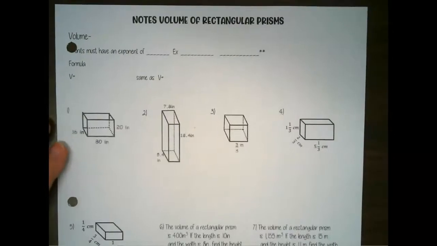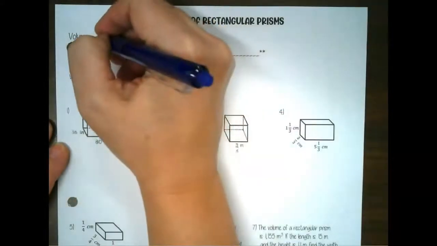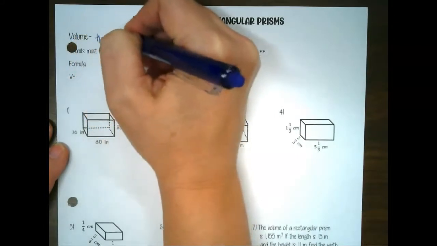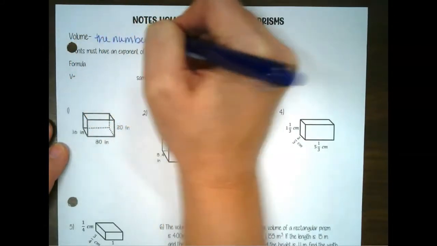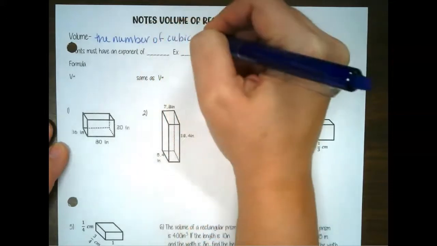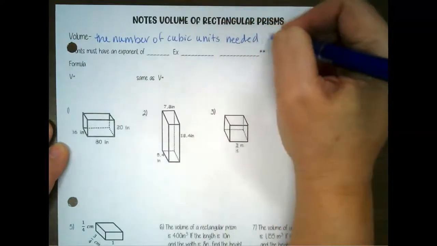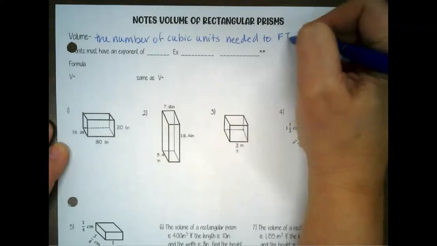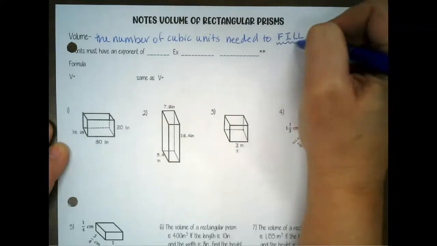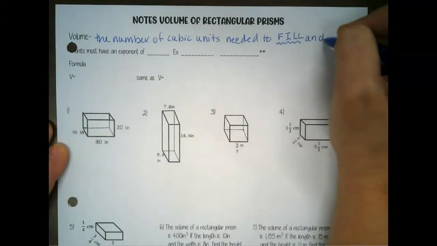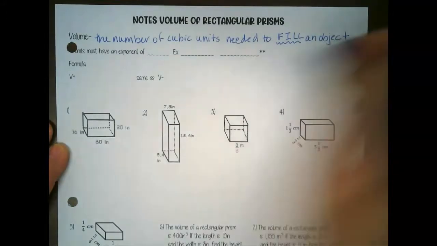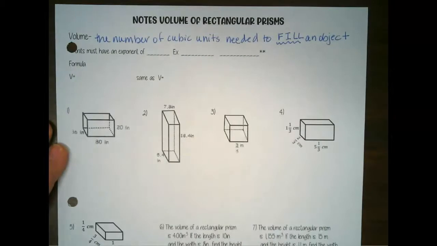We're going to start out with the definition of volume, and you need to understand that volume is the number of cubic units needed to fill an object. That's the key there. We've been working a lot with area and surface area. Remember, those are where you find how to cover an object or how to build an object. Here we're talking about filling it, okay?